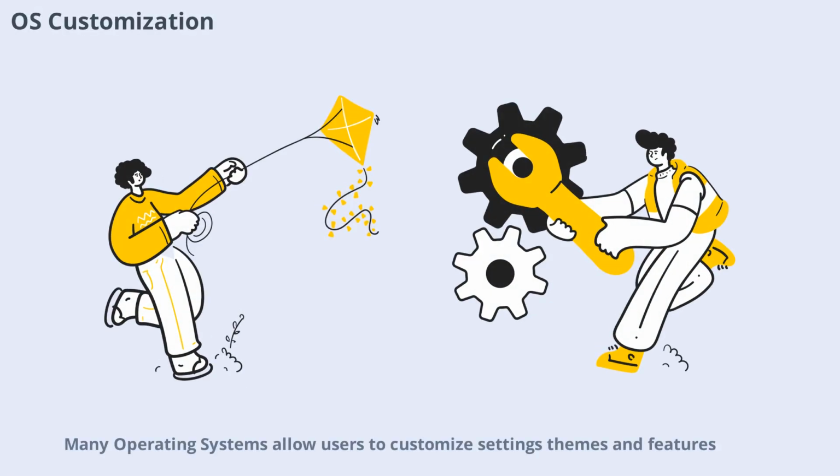Many operating systems allow users to customize settings, themes, and features. This personalization helps users create an environment that suits their preferences and workflow. Customization can range from changing wallpapers to installing new software tools.